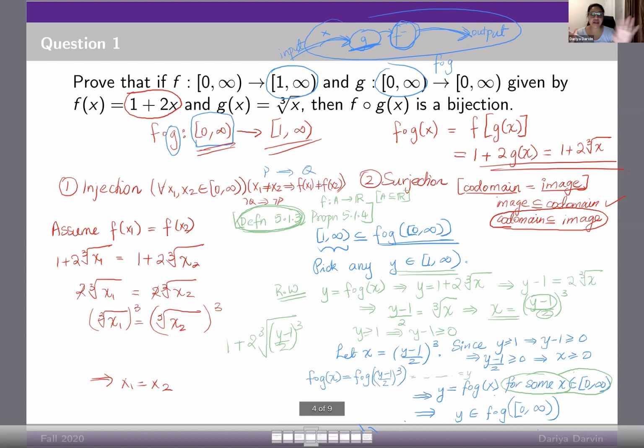So this is the entire bijection proof. You need injection and surjection. Follow the structure, do lots of practice. Surjection is usually slightly harder because coming up with the x requires a lot of thinking. And this question was straightforward.